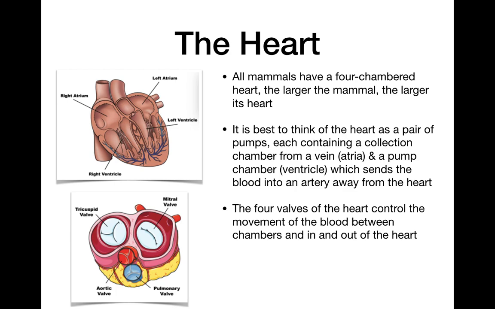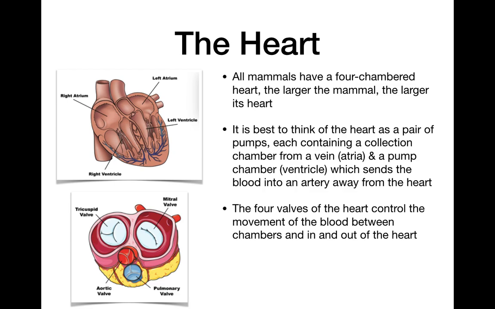Now, the four chambers are divided by valves. We have these little openings between the chambers called valves. One here between the right atrium and right ventricle, one here between the left atrium and left ventricle, and then one from the right ventricle out, up in here, and one from the left ventricle out, up in here. Those valves control which blood is where.